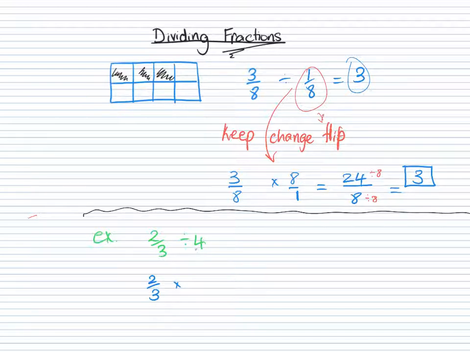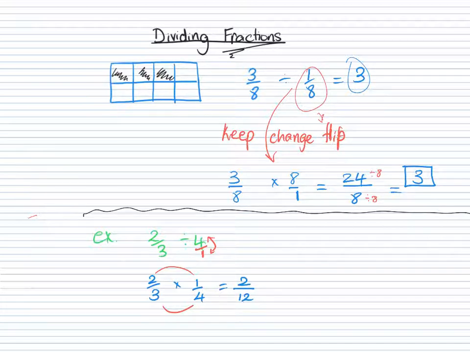Well, remember, 4 is not just 4. It's actually 4/1. Now we can flip it. And so we're multiplying by 1/4. And now we can either simplify across or just multiply across. From the very beginning, I'm multiplying my numerators first, 2 times 1 is 2. Now I'm multiplying my denominators, 3 times 4 is going to be 12.